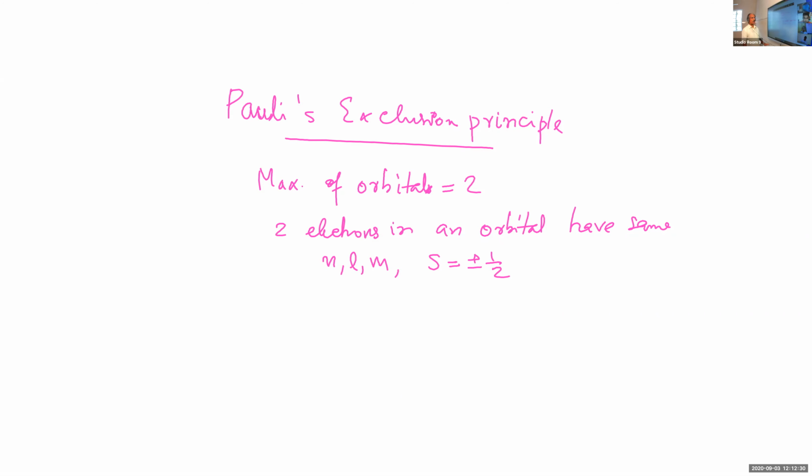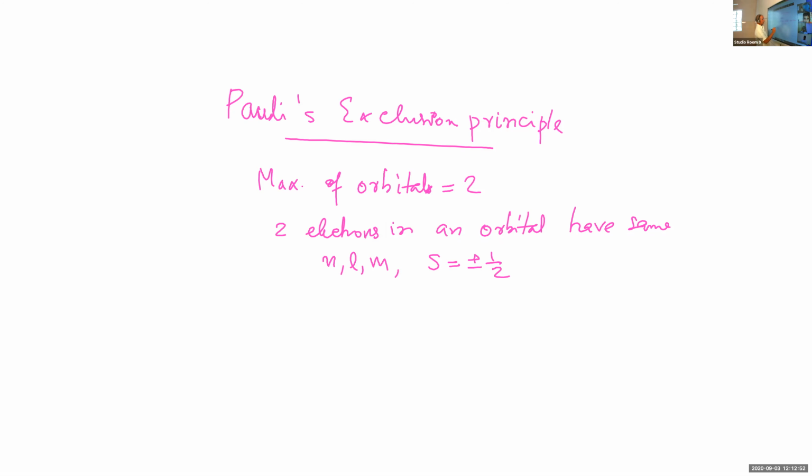Okay. And now we can come to a generalization according to Pauli. It is known as Pauli's exclusion principle. The statement is this: no 2 electrons in an atom can have the same set of 4 quantum numbers.